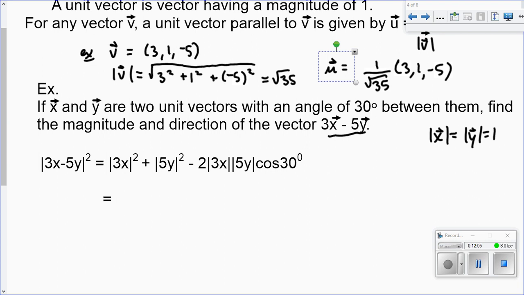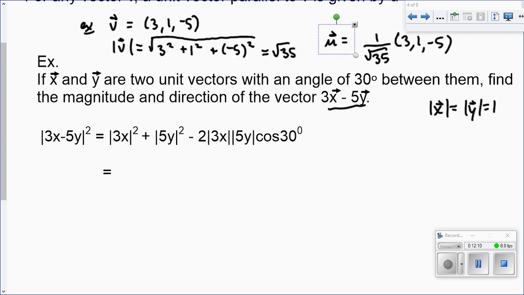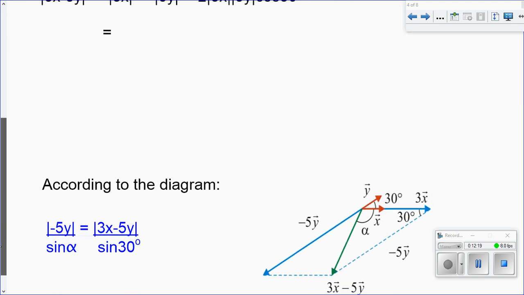Okay, so I'm going to set up a little diagram and use the cosine law to find the magnitude of this. So I've got, let's see if I can show this on a diagram here. Here's what it looks like in this diagram.